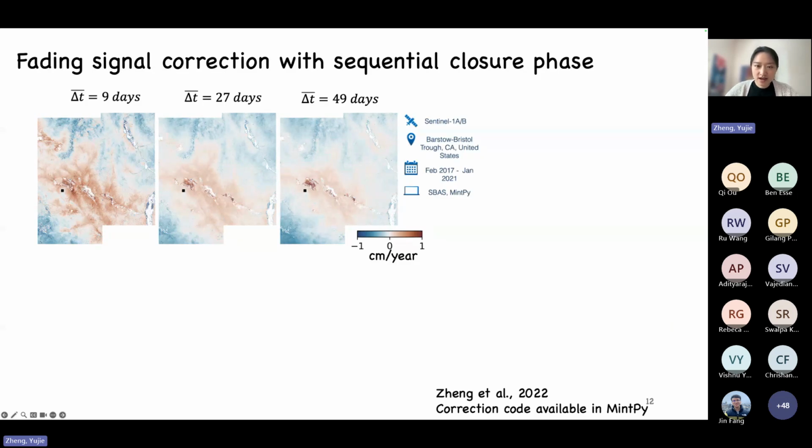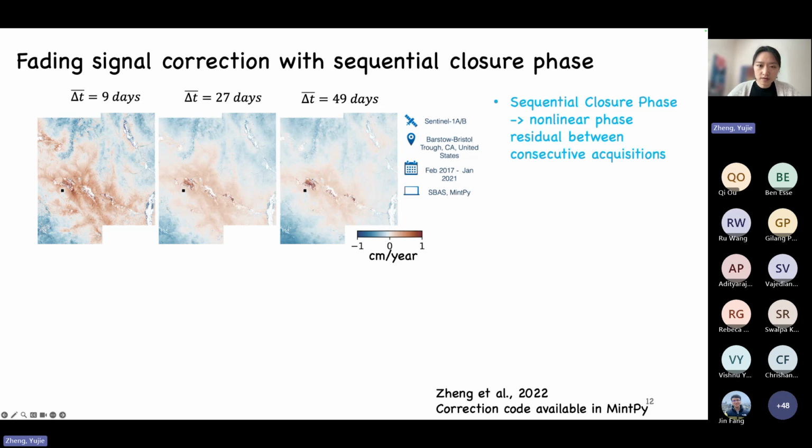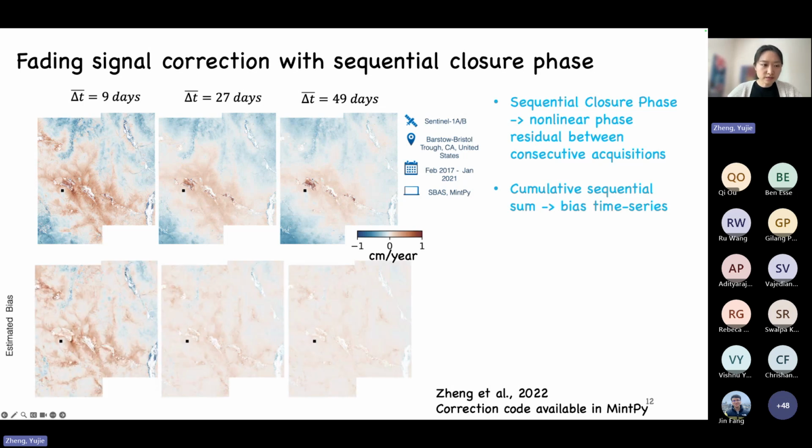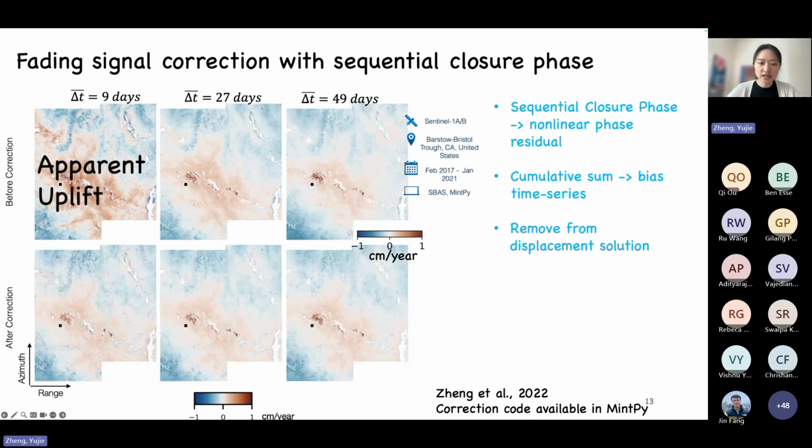So now back on track. The reason we now call the fading signal also the closure phase bias is because we figured out that we can actually use closure phase to predict the fading signals. So the idea is kind of simple. Because we know that closure phase measures the departure from linearity, sequential closure phase effectively measures the nonlinear phase residual between consecutive acquisitions. And if we cumulatively sum this nonlinear phase residual over time, we can reconstruct a bias time series. And we can use that to predict the various bias effects in different networks. And finally, we can remove the predicted bias from the displacement solutions.